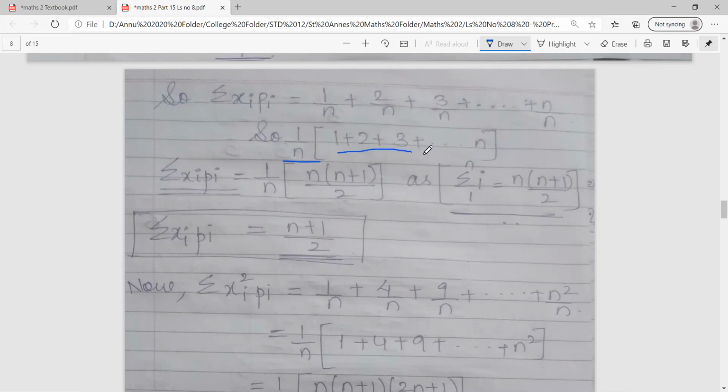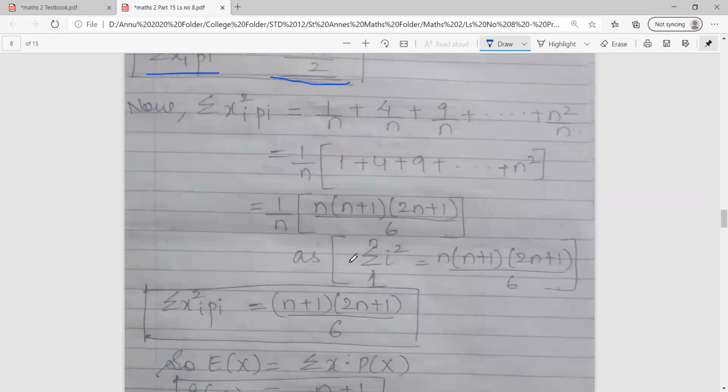Now this is a formula which you studied in your 11th standard. Summation i, from i equal to 1 to n, the formula is n into n plus 1 upon 2. So I'll put the same formula over here, instead of the numbers: n into n plus 1 by 2. So n will get cancelled, and summation xp remains n plus 1 upon 2.